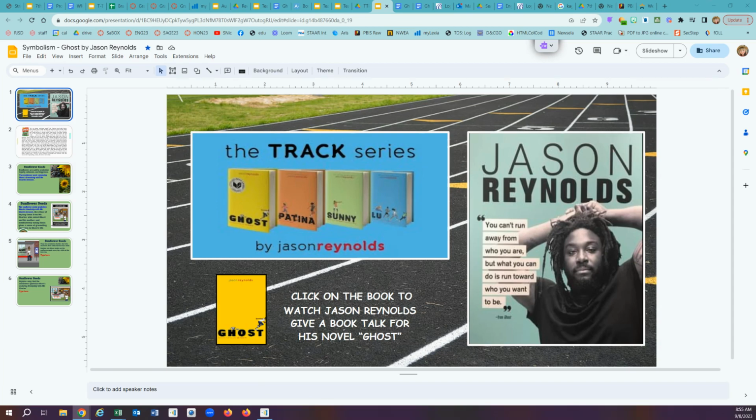And then next, we're going to write a written response in the way that Jason Reynolds wrote Ghost Chapter 1. It's a narrative, it's a flashback, it's a memory. So you're going to write about a food, smell, song, etc. It doesn't have to be one of those, but something that brings back a strong memory, like the sunflower seeds did for the character Ghost.